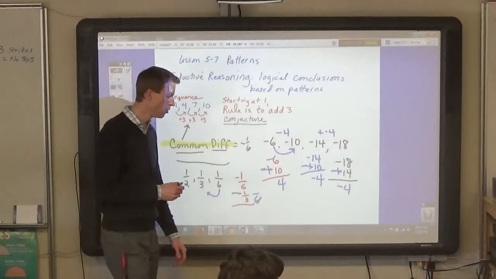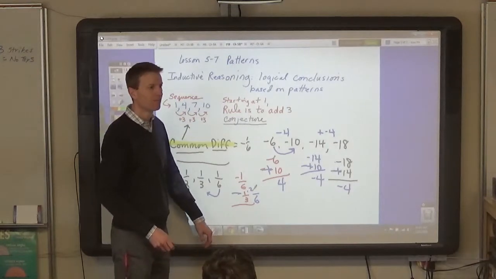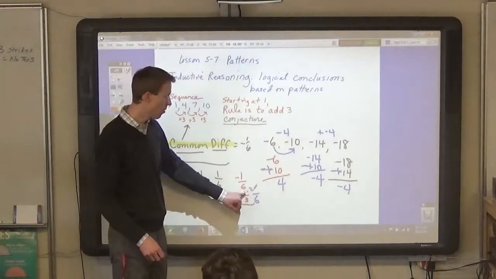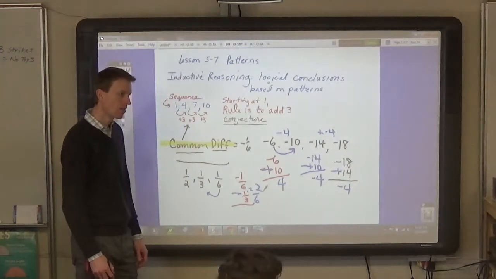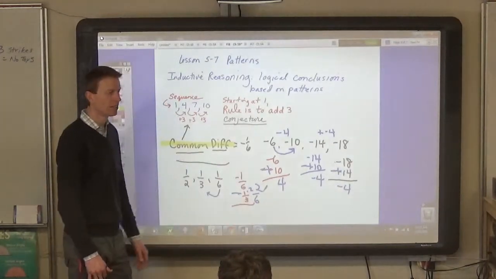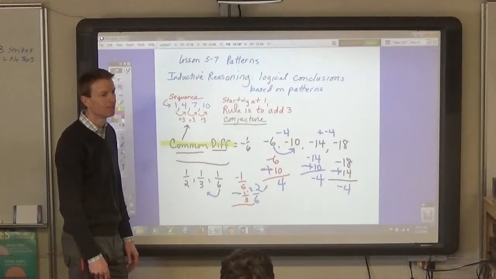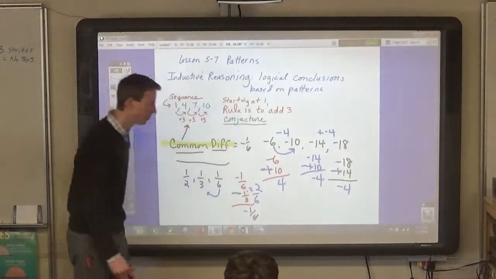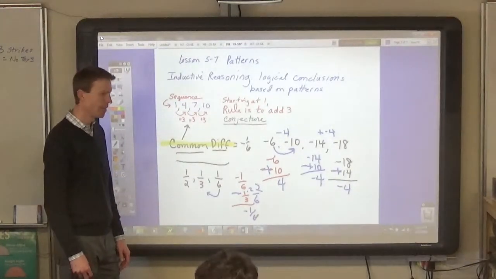Multiply by 2. So 1 times 2 is 2. So this is 2 sixths. 1/3 is 2 sixths. Now 1/6 minus 2 sixths. It's not 1/6, it's negative 1/6. Right?